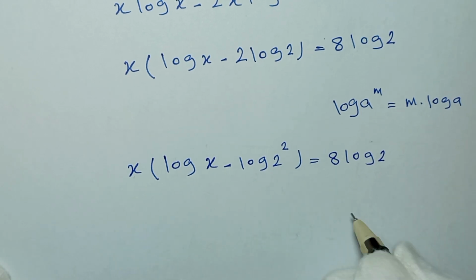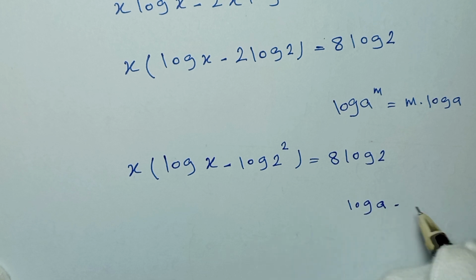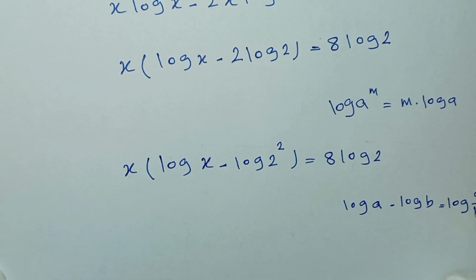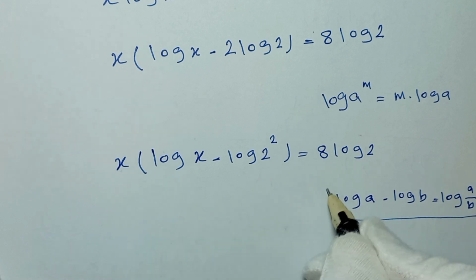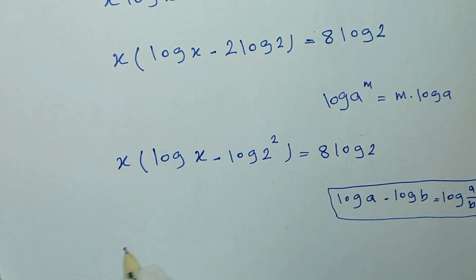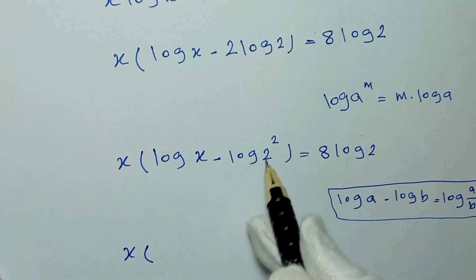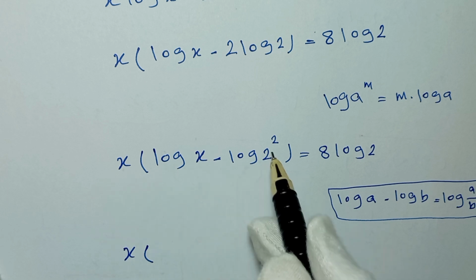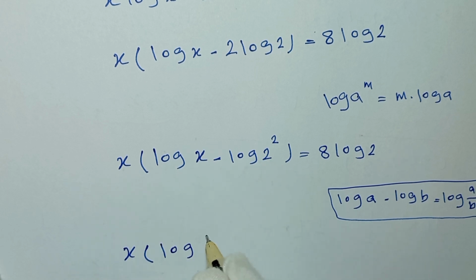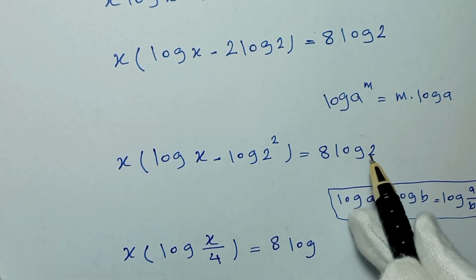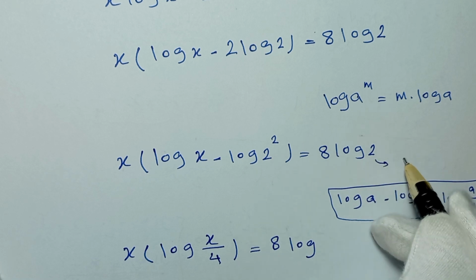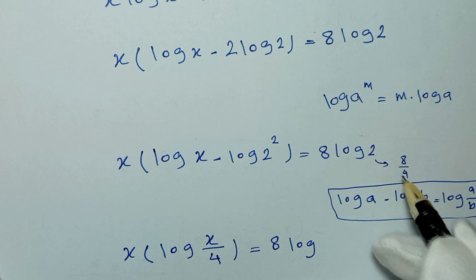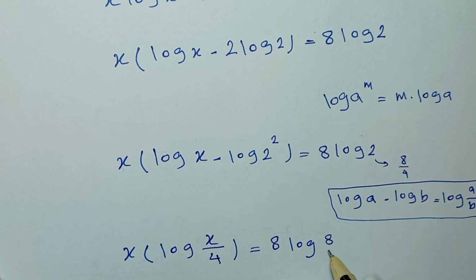And if we have log of a minus log of b is equal to log of a over b, here we have x times log of x minus log of 2 to the power of 2, which is 4, and log of x minus log of 4 we can write as log of x over 4 is equal to 8 times log of, and here we can write this 2 as 8 over 4. 8 over 4 also is 2.